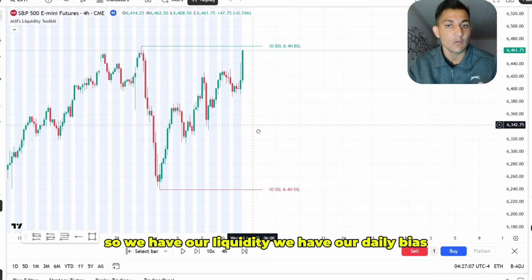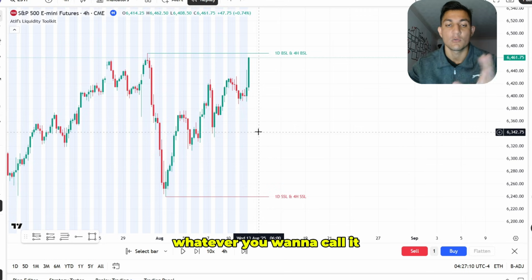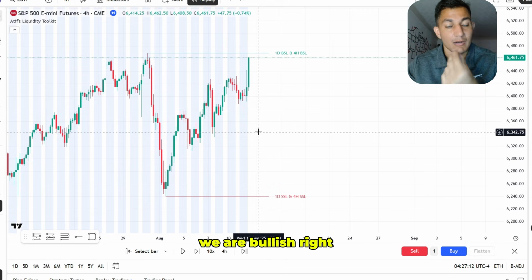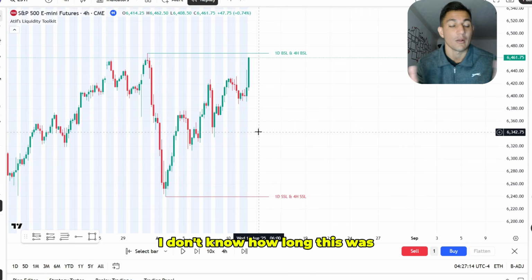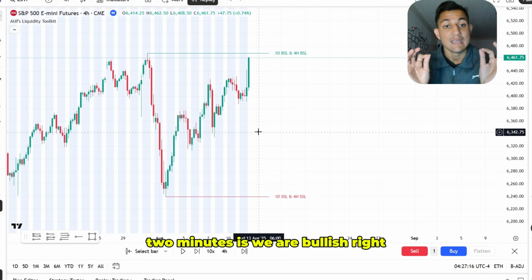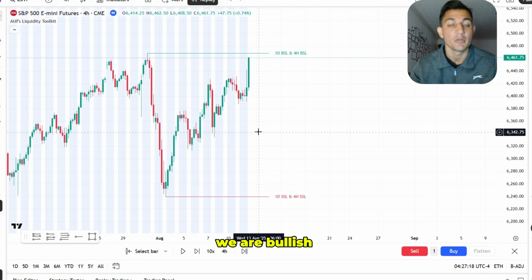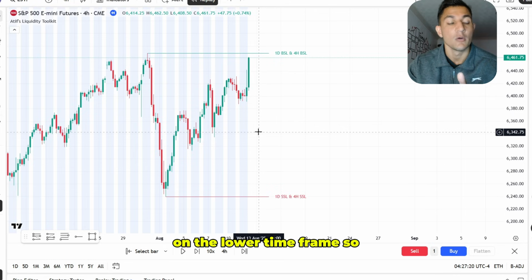So we have our liquidity, we have our daily bias, whatever you want to call it. We are bullish, right? That's the key takeaway from this, I don't know, however long this was, 2 minutes, is we are bullish. We are bullish, and we're only going to look for longs on the lower time frame. So let's get onto the lower time frames and look for some entries.